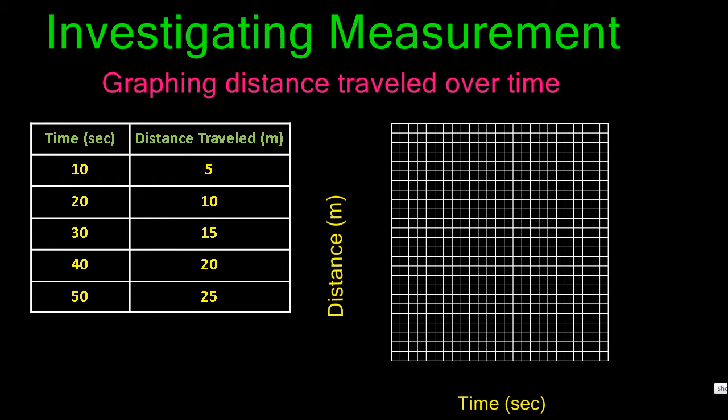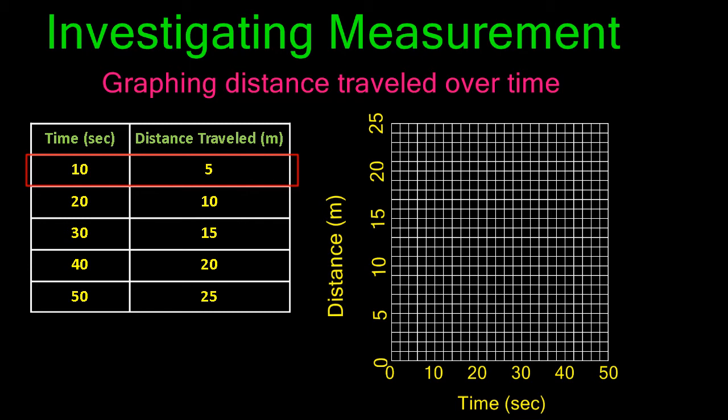We can fill in our intervals for the x-axis. I'll make each one of those blocks mean 2 seconds, starting at 0 on the left and going all the way to 50 seconds on the right. For the y-axis, each block will be 1 meter. So we start at 0 meters on the bottom and go all the way up to 25 meters on the top.